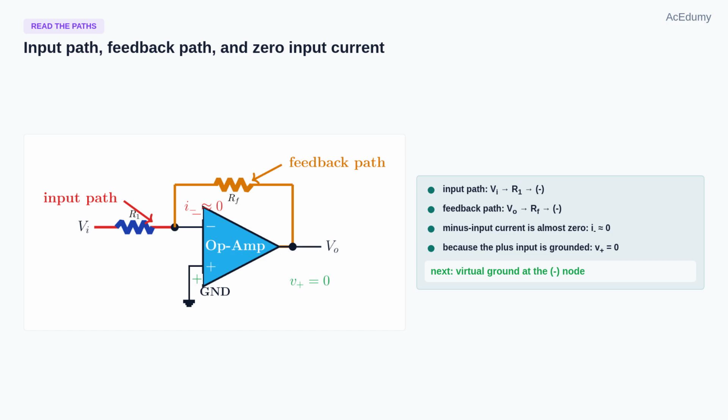Let us mark the important parts. The red path is the input path through R1 into the minus input node. The orange path is the feedback path through RF from the output back to that same node. Because the ideal op-amp input current is 0, almost no current enters the minus terminal. Since the plus terminal is grounded, V plus is 0. In the next lesson, negative feedback will let us treat the minus node as almost 0 volts as well. That idea is called virtual ground, and it leads to the inverting amplifier gain formula.